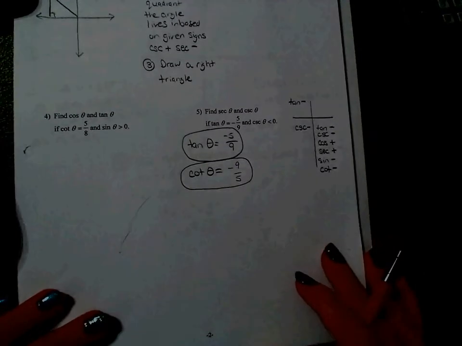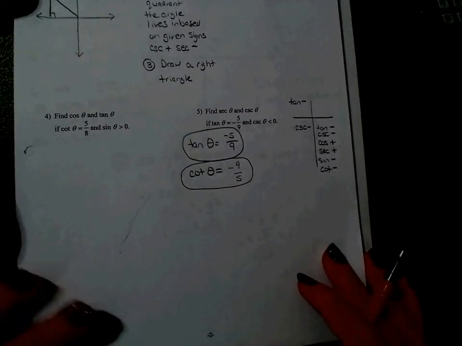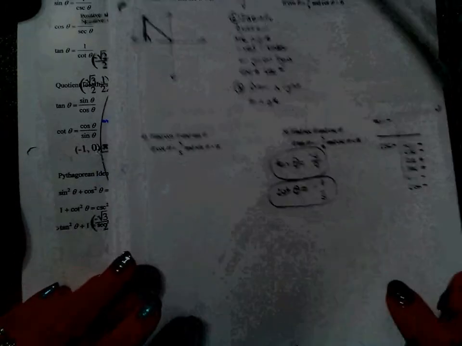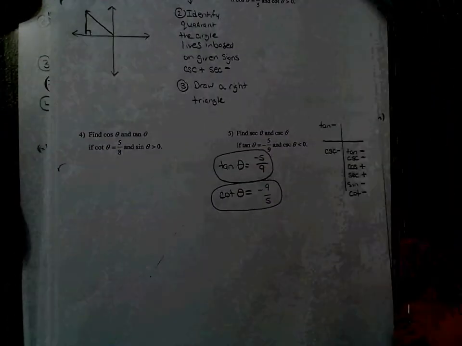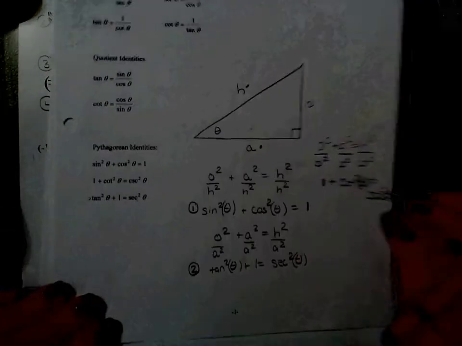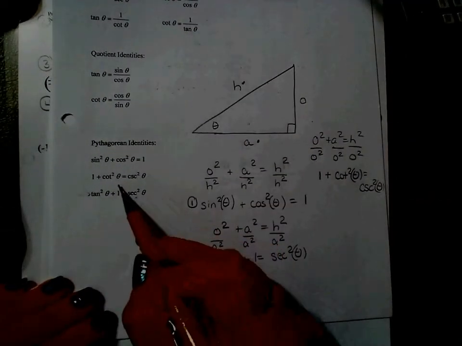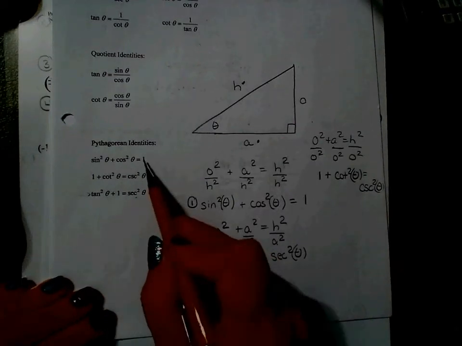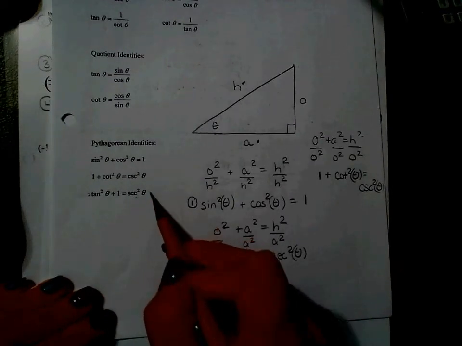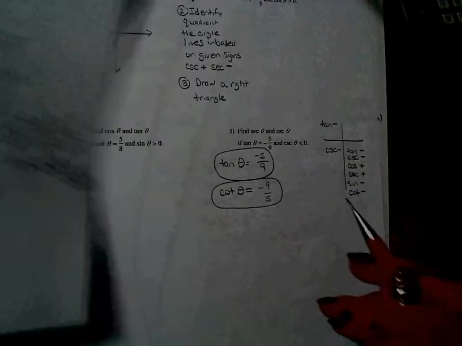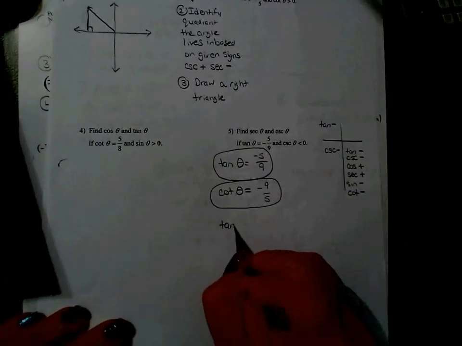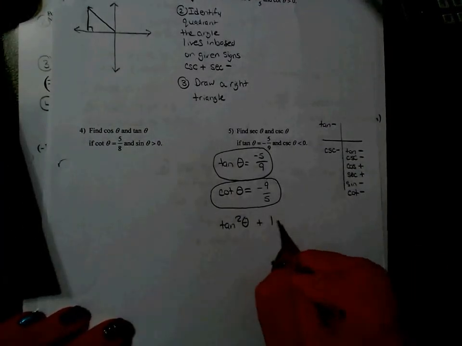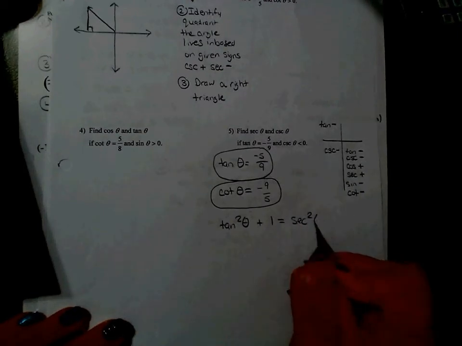Then I'm going to use one of the Pythagorean identities. Now let me find my sheet for you. I can either use this Pythagorean identity because I know cotangent, or I can use this one because I know tangent. I can't use this one because I don't know sine or cosine. I'm going to use this one just because that's the one I want to use. Tangent squared theta plus 1 equals secant squared theta.